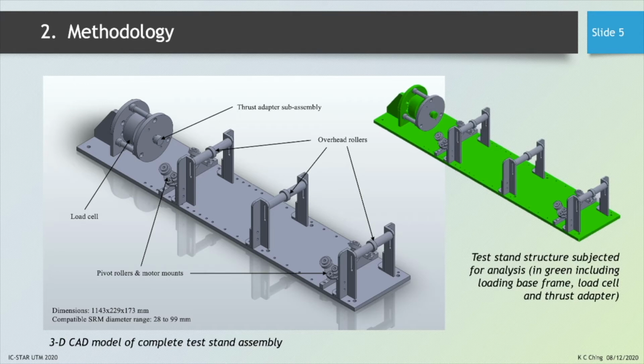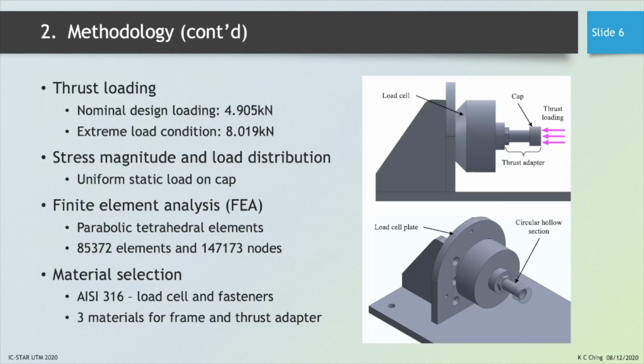Analysis will be done to evaluate the structural integrity of the test structure. The analysis is done to evaluate the stress magnitude and also the load distribution on the test structure. As the truss adapter consists of the cap and the circular hollow section, a uniform static load will be set as the truss loading. Typically, finite element analysis will be done to analyze the structure. Around 85K parabolic tetrahedral elements will be used. For the material selection, the load cell and the fasteners will be using AISI 316, while three materials will be chosen for the frame and the truss adapter to be analyzed.